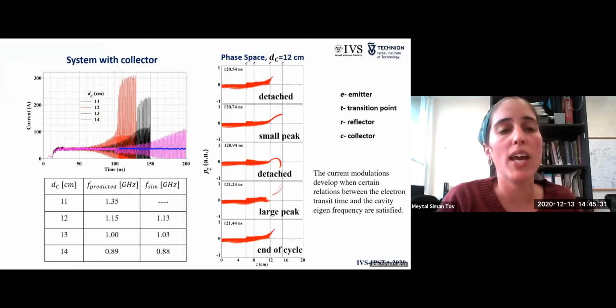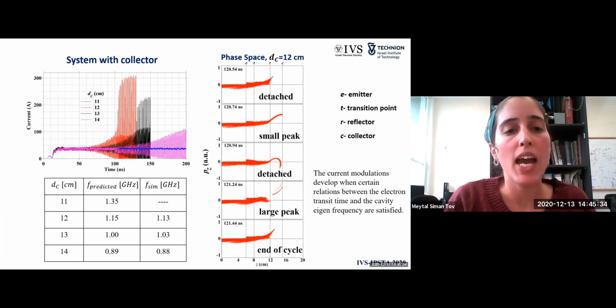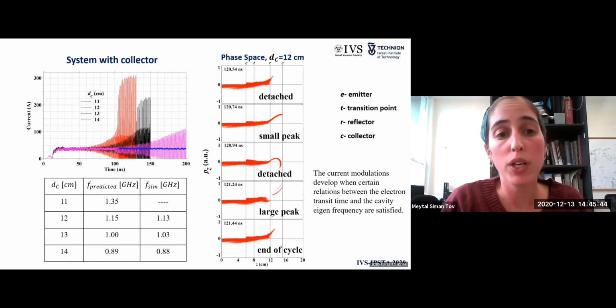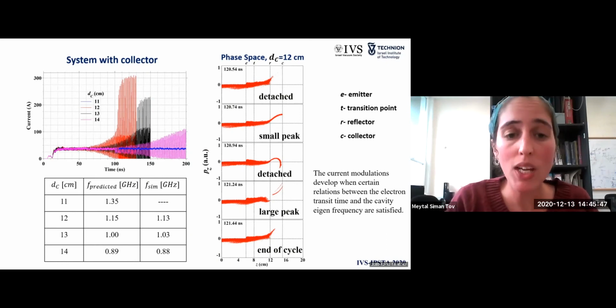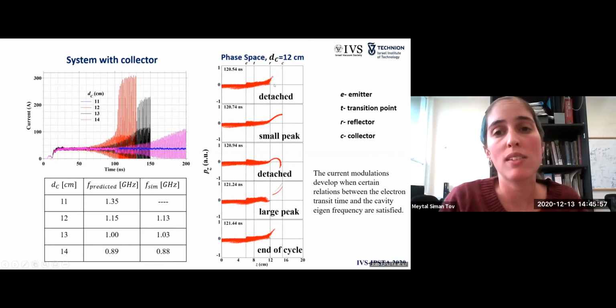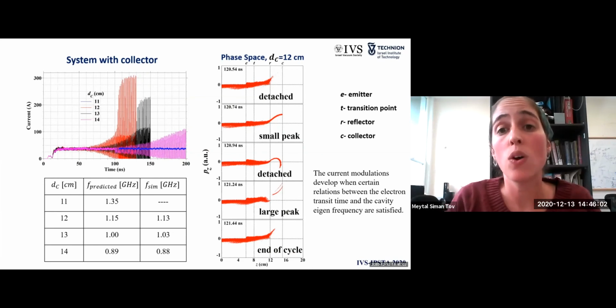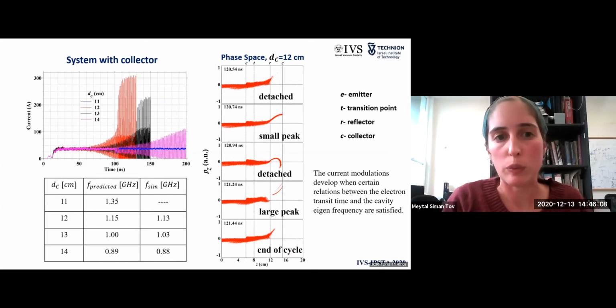Now, the second case, when we have a collector in the system: the behavior of the collected current up to 60 nanoseconds is the same as in the first case. But after that, we get modulations in the collected current with high frequency and high amplitude. The source of those modulations, as you can see here in the phase space figures, is the squeeze state. The squeeze state between the reflector and the emitter acts as a current source, and we get a release of electron bunches from the reflector that reach the collector.